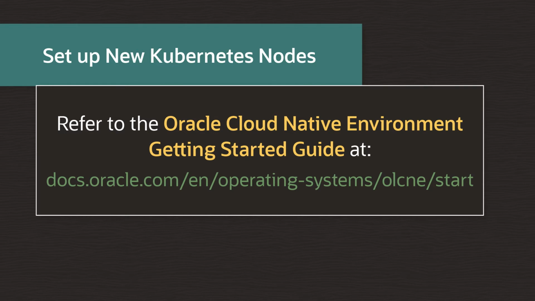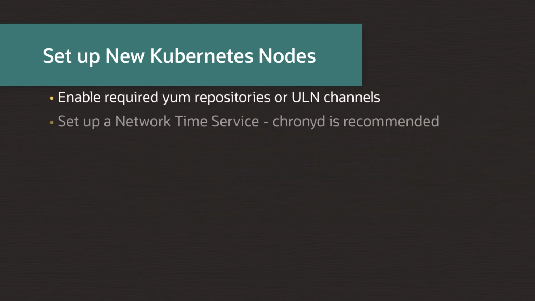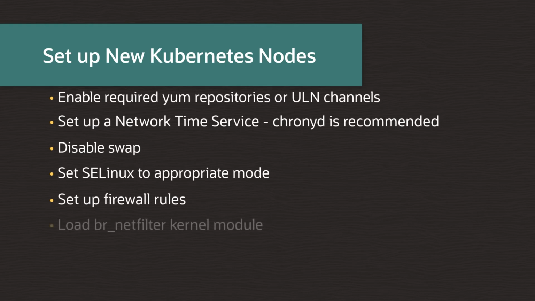The systems need access to the required repositories. System time is synchronized across the nodes. Oracle recommends installing and setting up the chronyd daemon for this purpose. Swap is disabled, SELinux is in permissive or enforcing mode, systems are configured with necessary firewall rules, and systems have the br_netfilter kernel module installed.